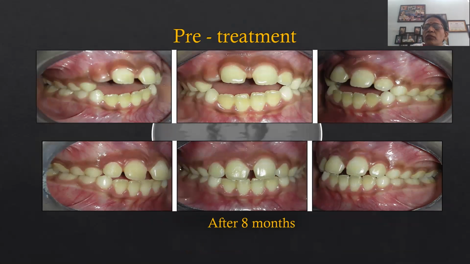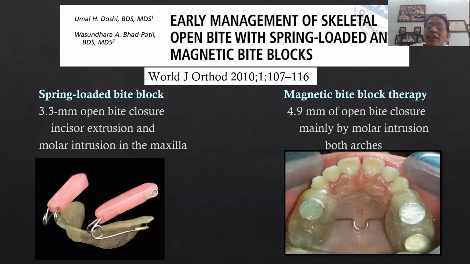Now, when you give an active posterior bite block in a growing child, the muscle strength increases, which further prevents the supraeruption of the posterior teeth. So, another active component which can be added in the bite blocks are the magnets. And we conducted a study where we saw the treatment results with the spring-loaded bite block as against the magnetic bite blocks. And we found that magnetic bite blocks bring about a true intrusion of the molars as compared to the spring-loaded bite blocks, where there is an intrusion of the molars with an extrusion of the incisors.